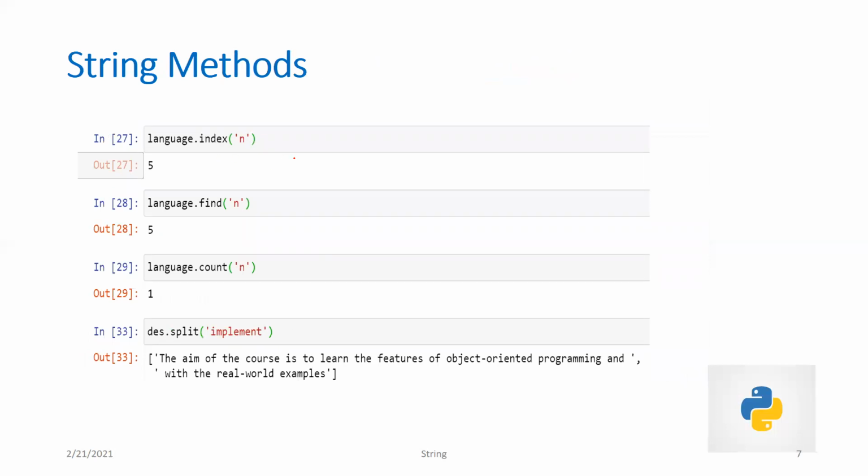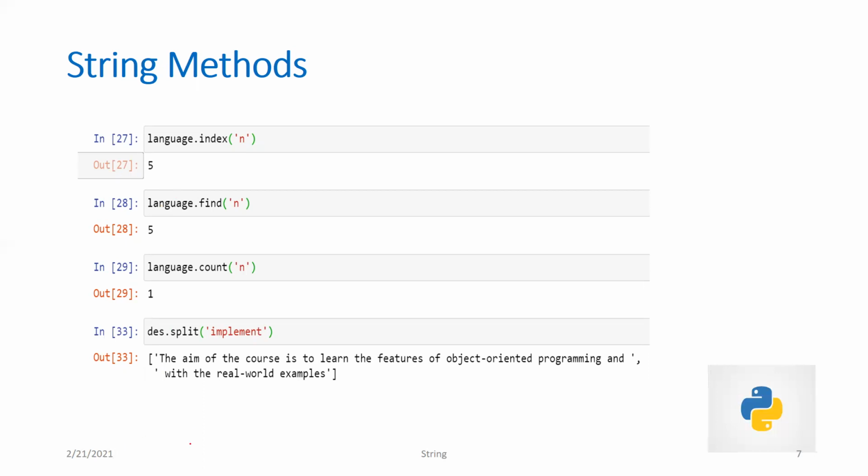Next, come to some string methods. There are many fascinating string methods that can do a job perfectly and with no hassle. I mention a few of them here. If I want to see the index of a specific value, the index of n in Python, I just use the index method. It is showing that the index of n is 5, the end of the string in Python. If I use the find method, it also finds the location of n, and it also shows n is located at the 5th position.